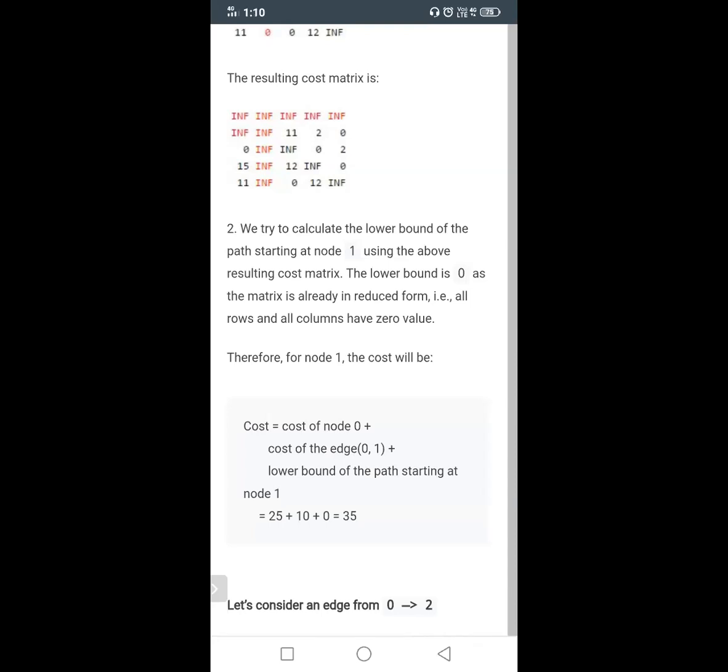The lower bound of the path starting at node 1 means, you understand, the cost of node 0 and the cost of the link, which is 10. And what does this mean? You add the sum of rows and the sum of columns. So here the minimum row sum and minimum column sum. Here minimum row 0, here infinity, here 0, here 0, here 0. And here columns 0, 0, 0. So the total is 0.